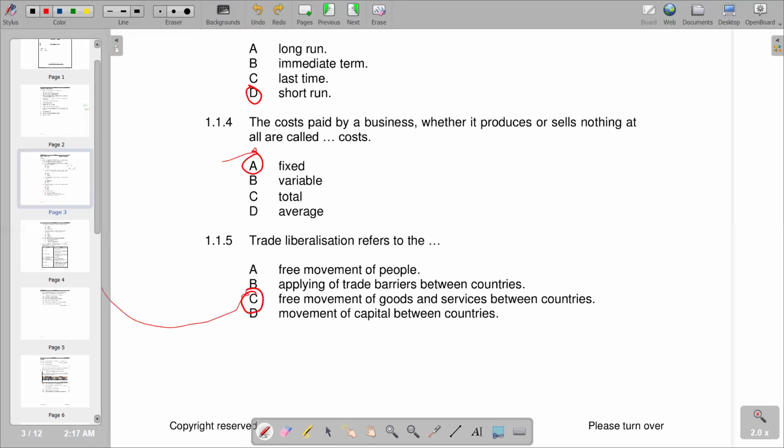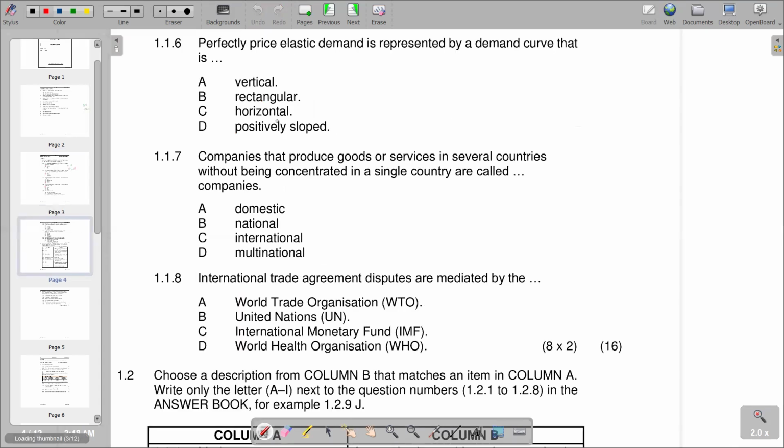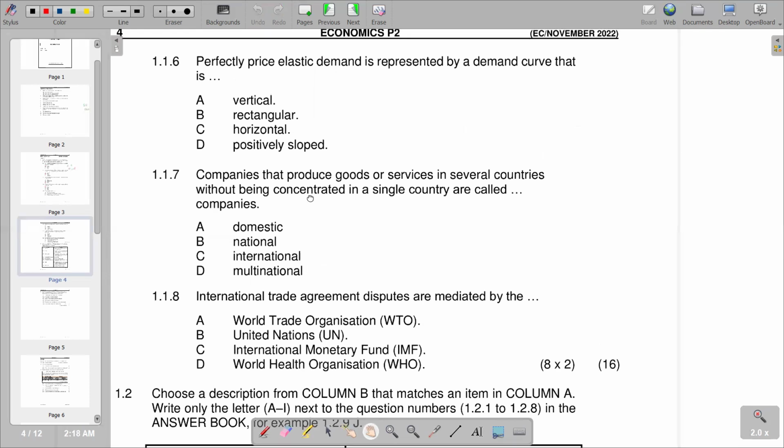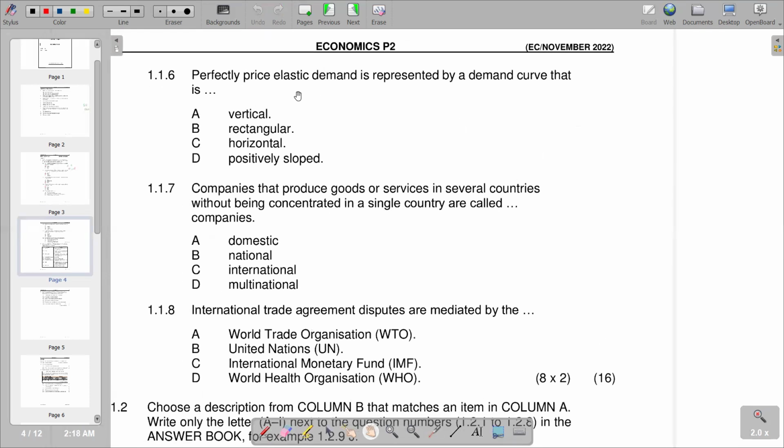Then moving on to the next question, we are now going to 1.1.6, which is saying perfectly price elastic demand is represented by a demand curve that is... And we know that when we have a perfectly elastic demand curve, this usually is a rare occurrence that we see in economics, where the quantity demanded changes infinitely when there is a little change in the price of the product.